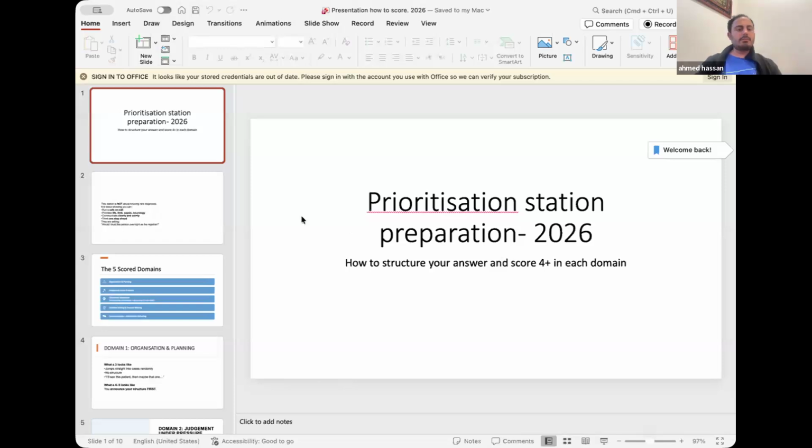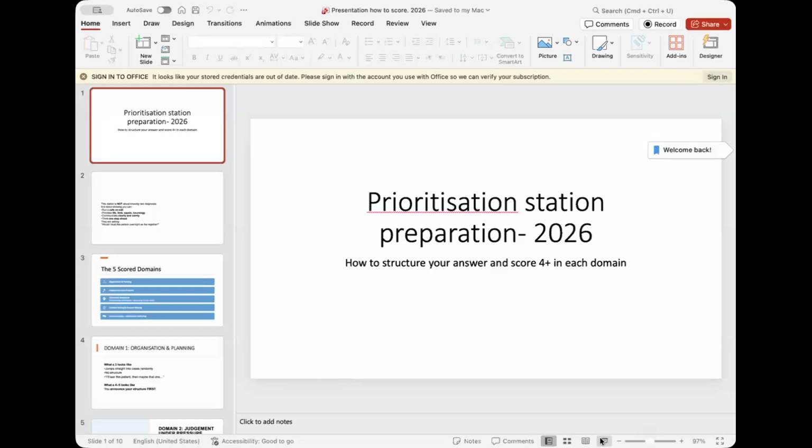So I'll just share a window. Can you see my screen? Yeah, we do. Thank you.